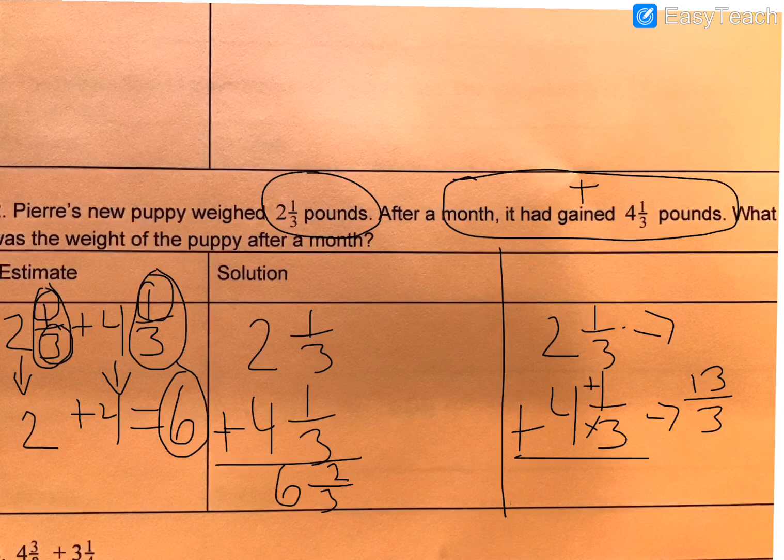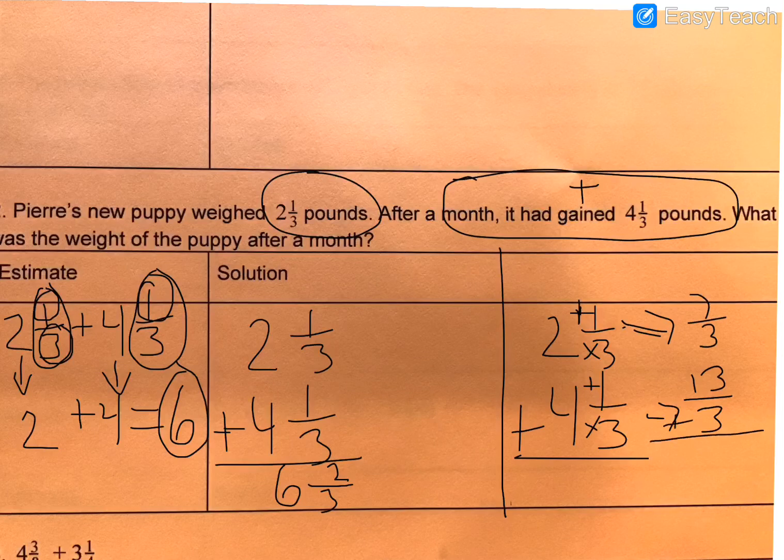Now, it doesn't matter which one you choose to convert first. You can pick whichever one you want to convert first. So now we have 3 times 2, which is 6. Denominator times whole number. And then you add your numerator, plus 1 gives us 7. And we have 7/3.